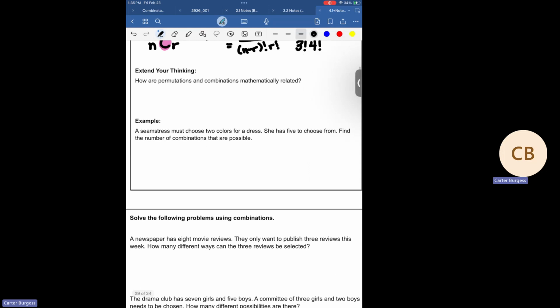Okay, let's take a look at an example here. We have a seamstress trying to make a dress out of 2 colors. We have 5 colors to choose from. First and foremost, am I going to get a different dress if I first choose blue and then choose red versus first choosing red, then choosing blue? No. So does the order in which I pick my colors matter at all? No, it's not going to change the outcome. It doesn't change anything. I'm going to use a combination here rather than a permutation.